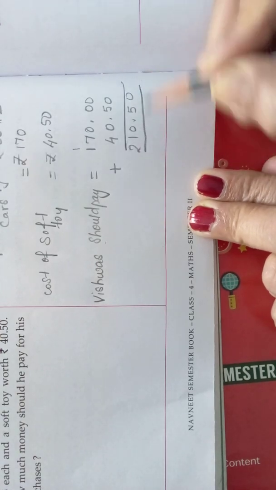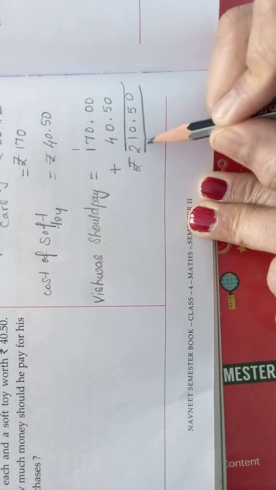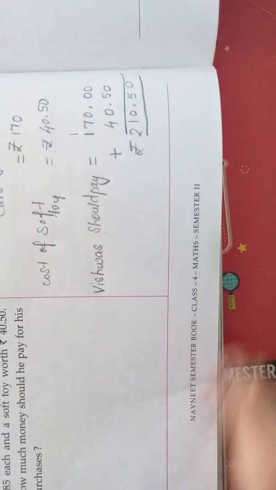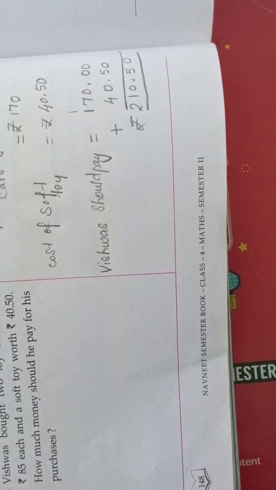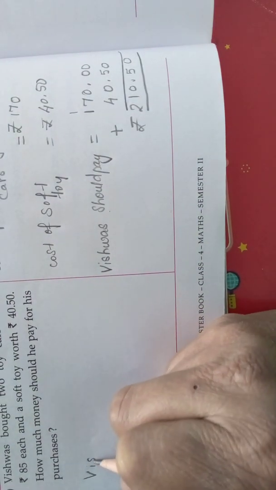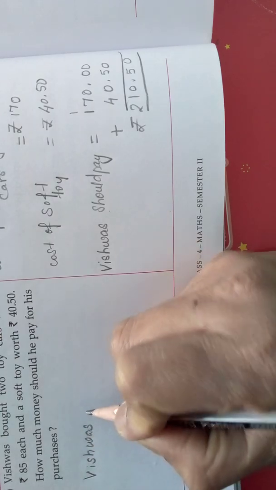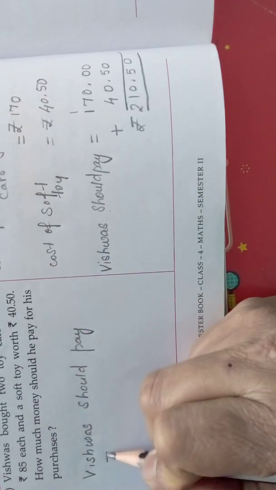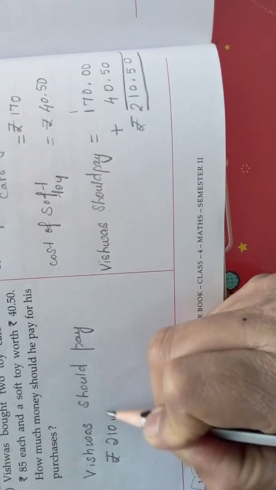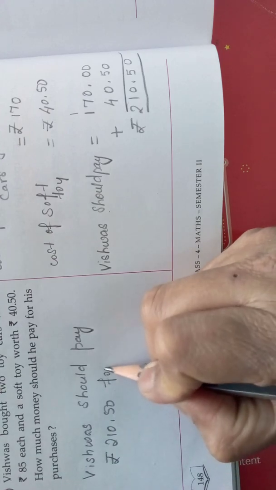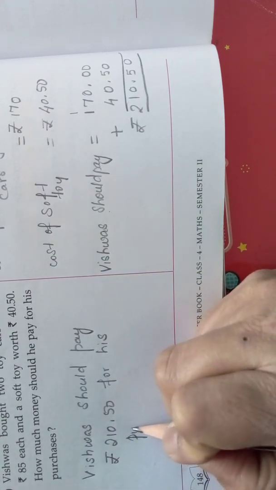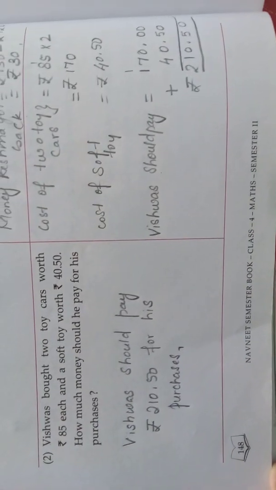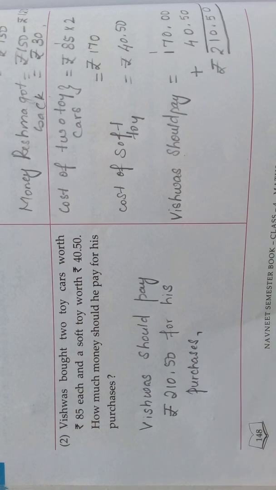So what is the price? What is the amount you should pay? 210 rupees 50 paise. Okay. So how much money should he pay for his purchases? So Vishwas should pay rupees 210 rupees 50 paise for his purchases. For his purchases. Understood, children?